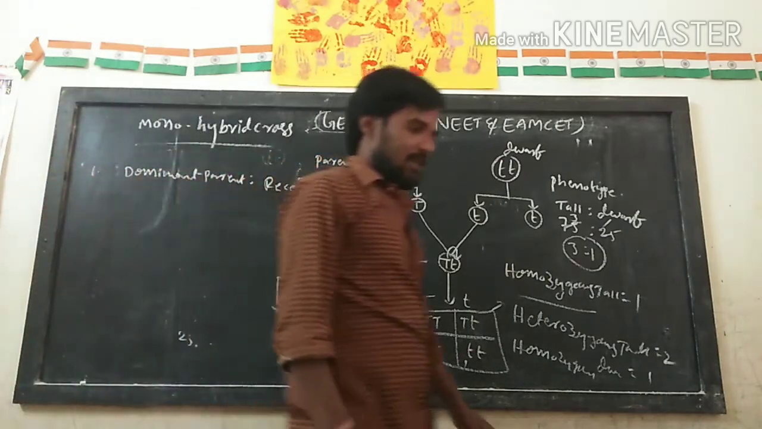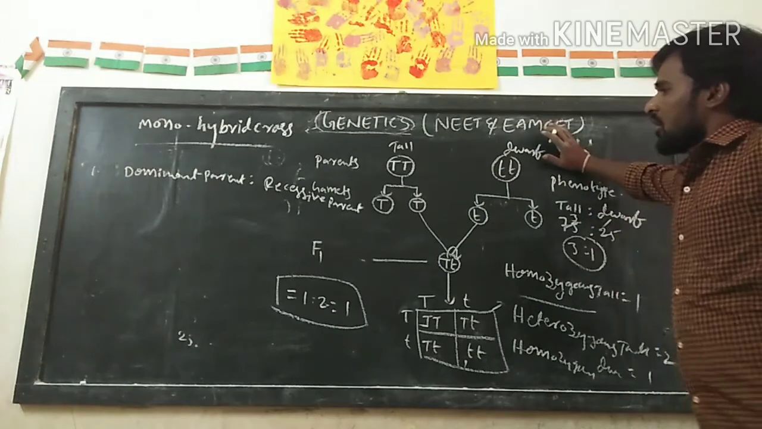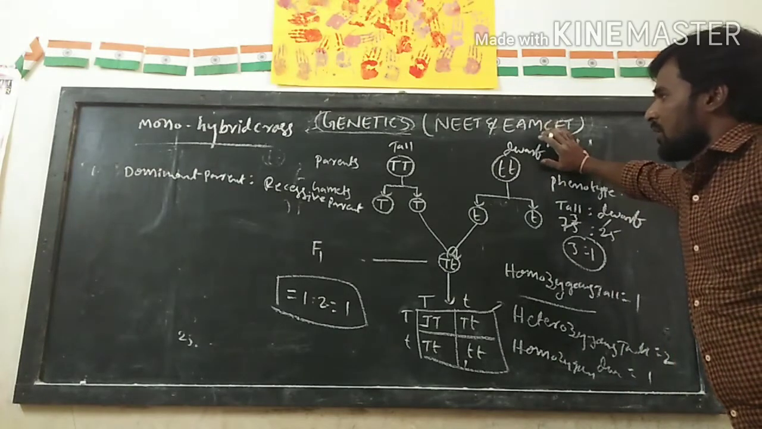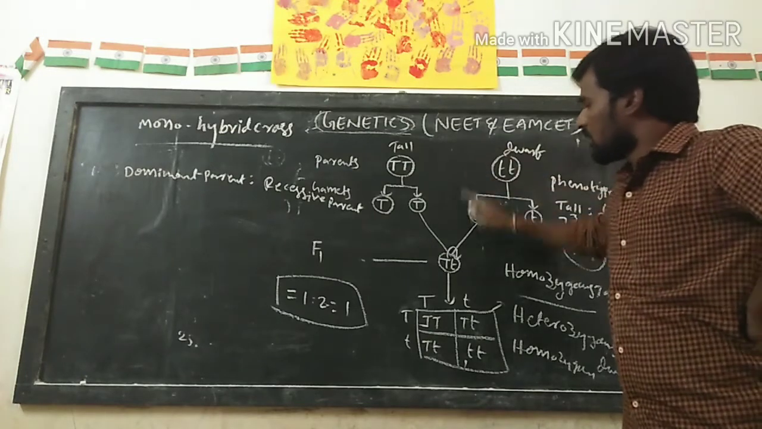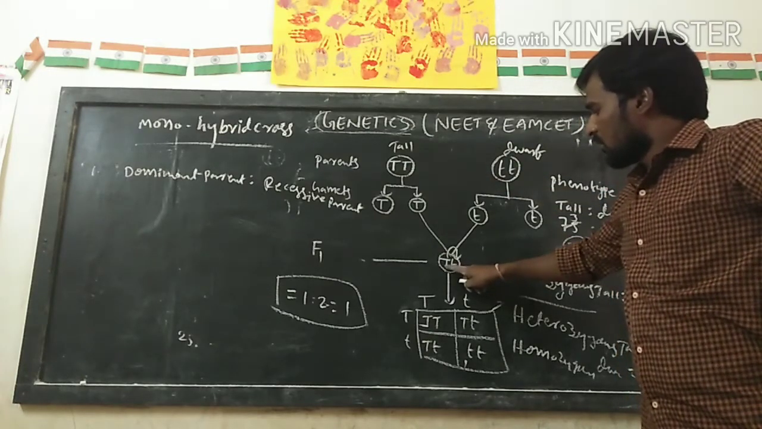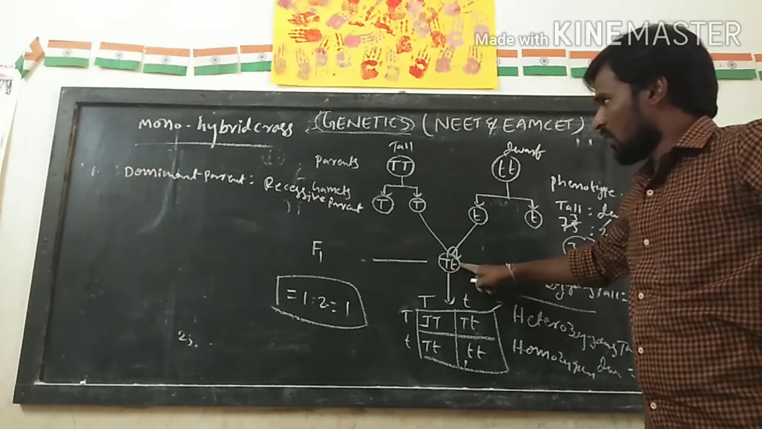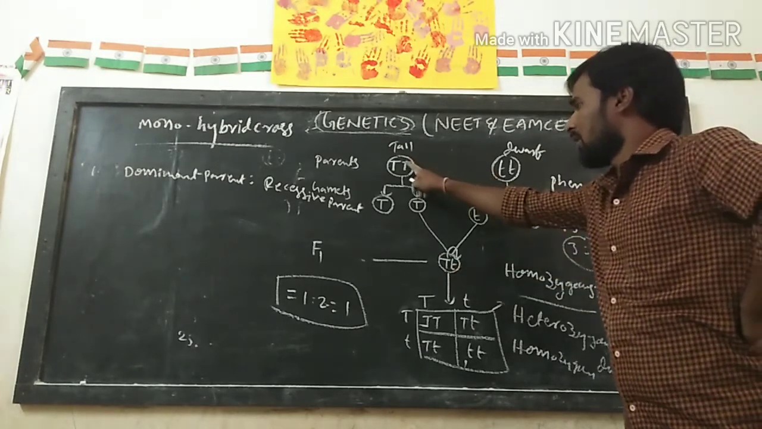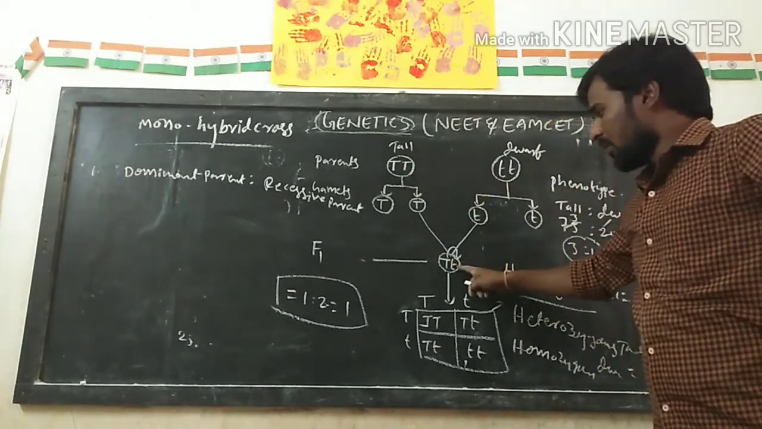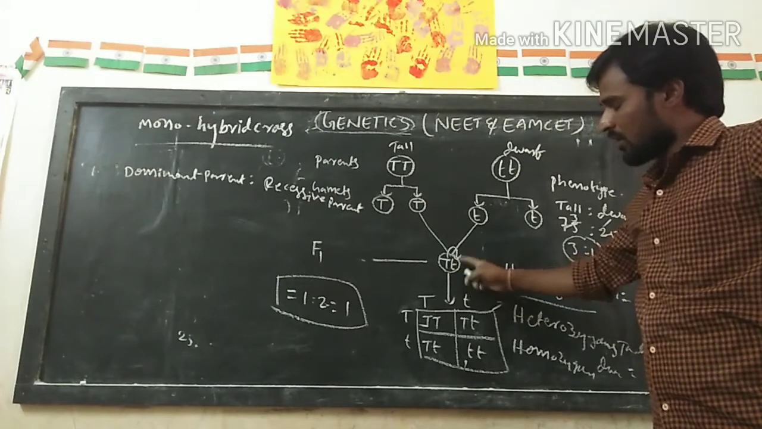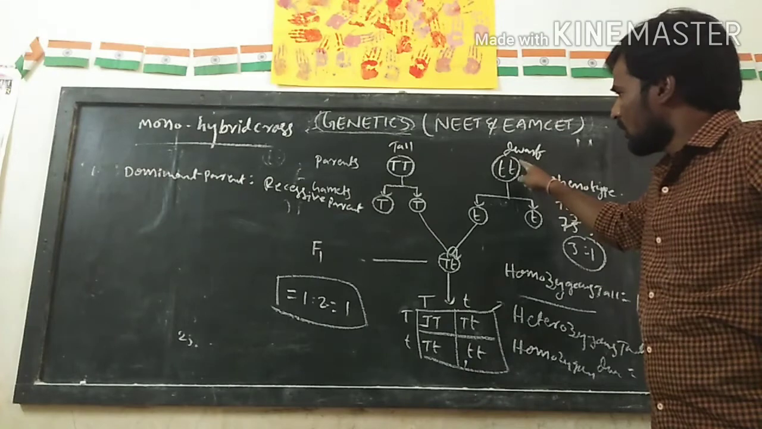They ask this in EAMCET and NEET. What is the ratio of the dominant parent and the recessive parent in this monohybrid cross? See, which plant is produced in the F1 generation, tall or dwarf? It is tall. So the dominant parent is automatically the tall one. Then what is the recessive character? The character which is present internally, dwarf. That is why the recessive parent is the dwarf.